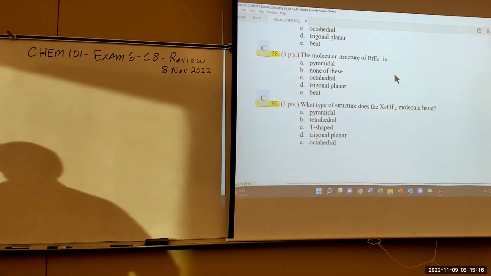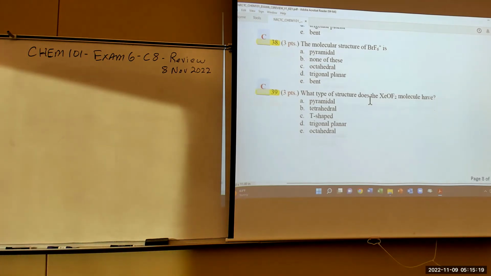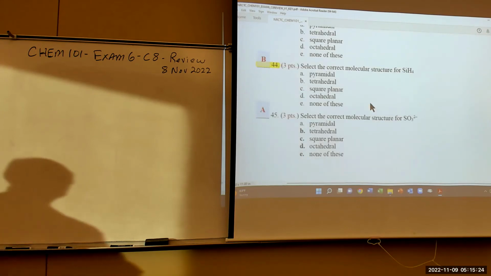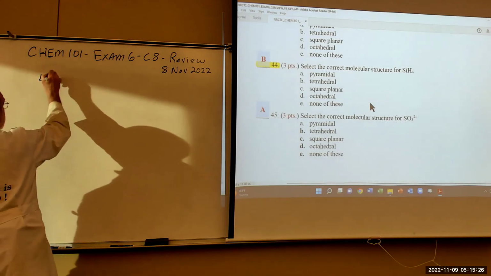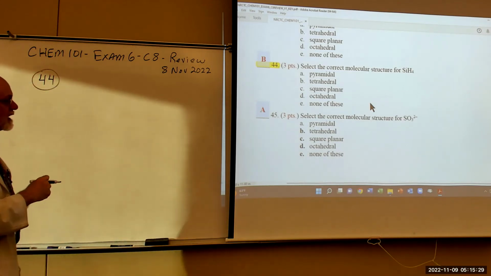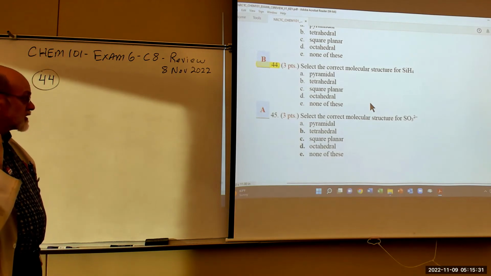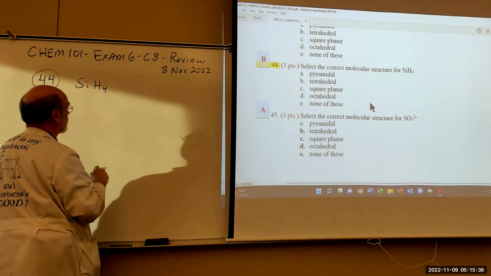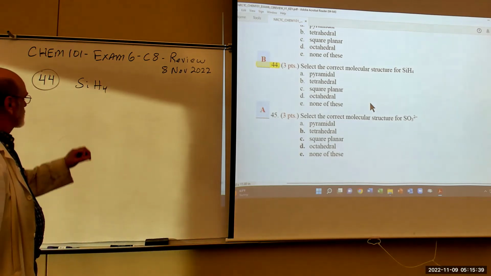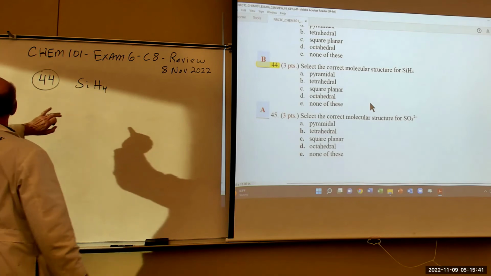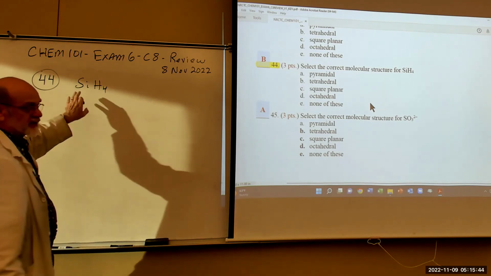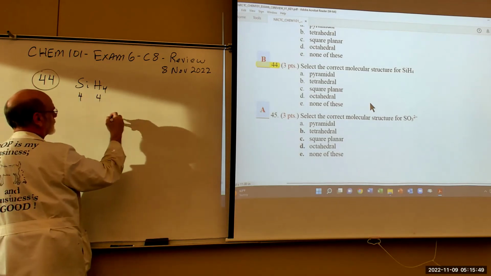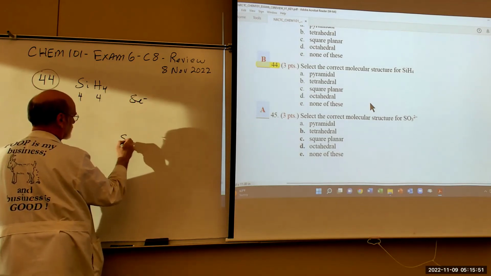All right, 39. Let's see what's next. 44. Select the correct molecular structure for SiH4. This one should be really simple. How many valence electrons are for silicon? Silicon's in the same family as carbon, so it has 4. And this has 4. So that's 8 electrons total.